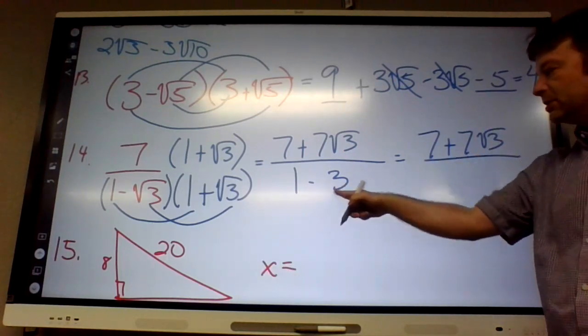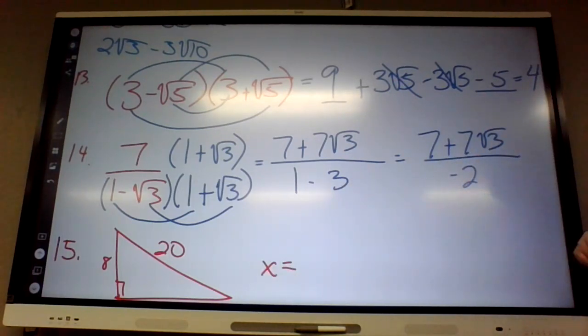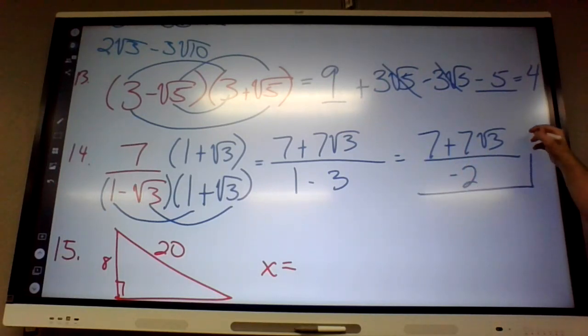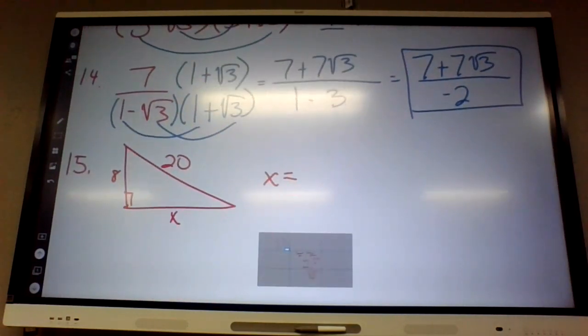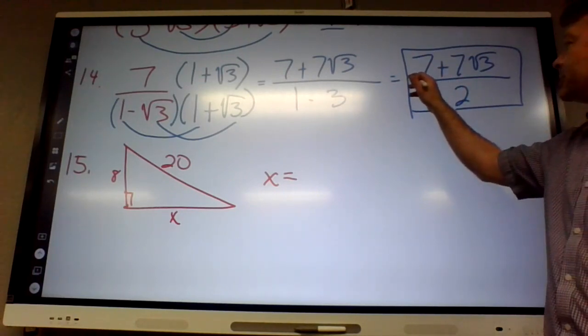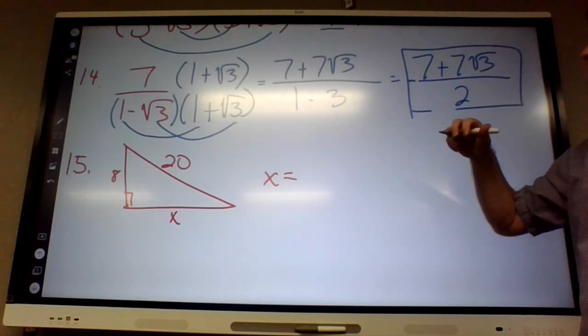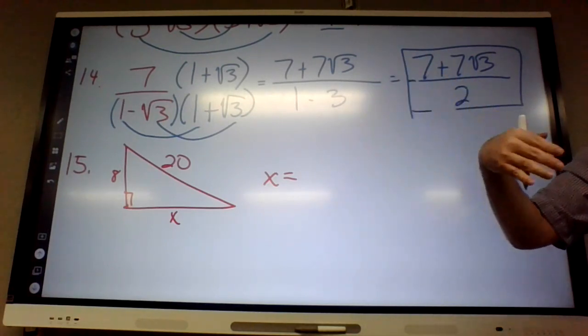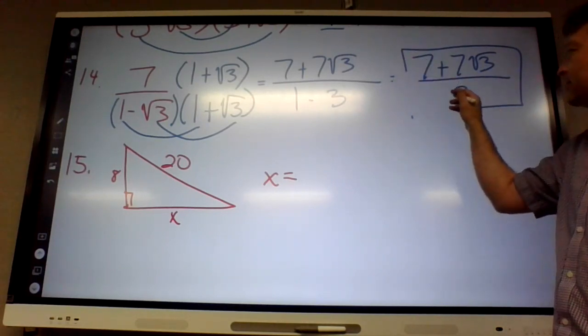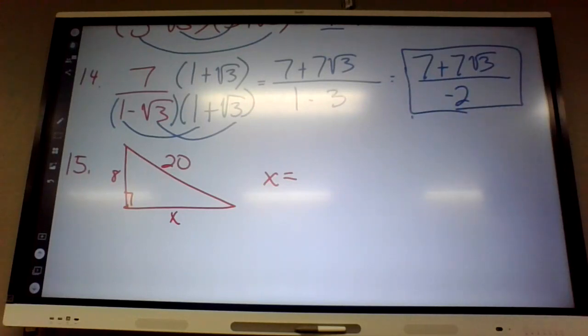So we have 7 plus 7 square root of 3 over 2, negative 2. Okay, the book would probably take the negative and put it on the top or something like that, or maybe even put it out in front, but technically that's correct. Sometimes they're hard to predict. You could put it right there, because for the numerator divided by the denominator, if one of them's negative, the whole thing is negative. Or you can distribute the negative out on the top, whatever.